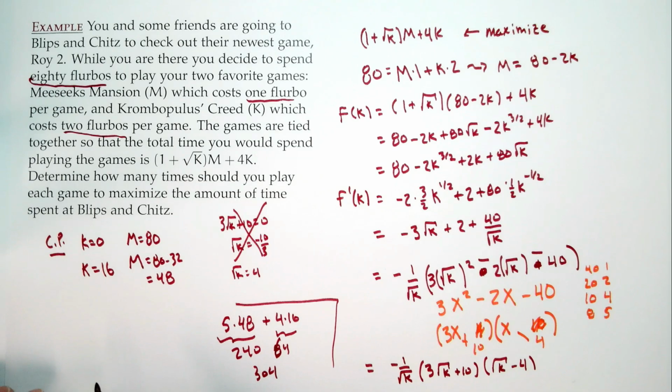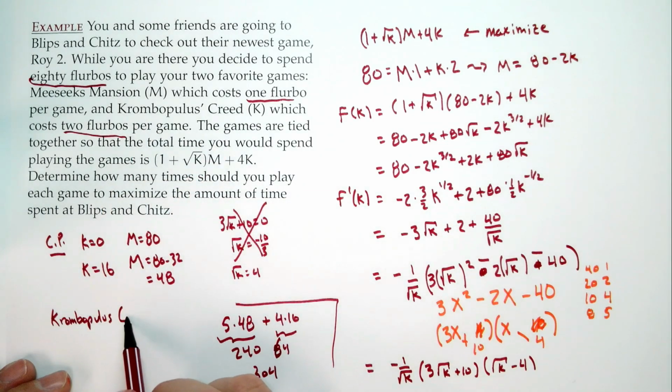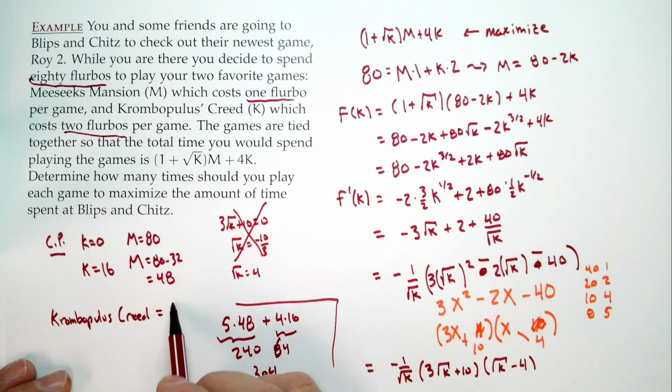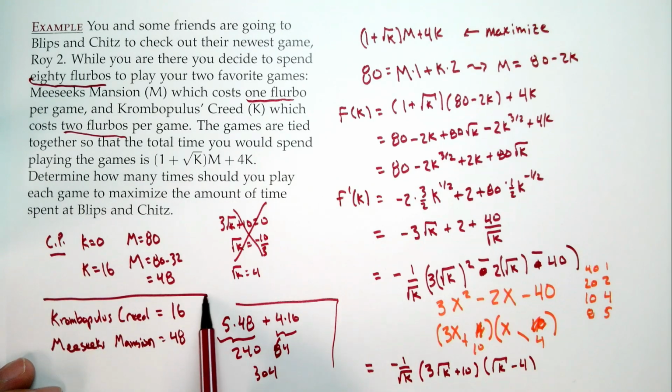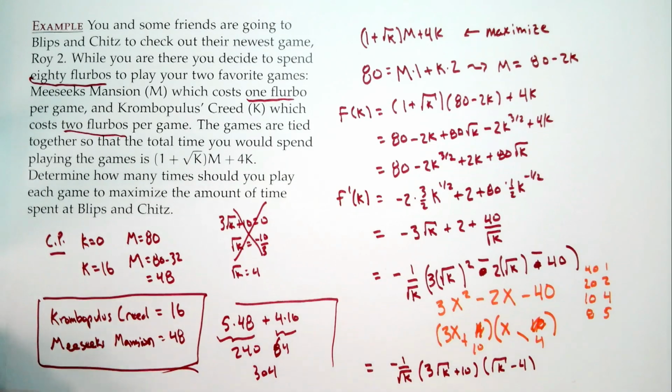So, here we go. We should play Crombopulus Creed, and of course the hard part about this is spelling Crombopulus, but the good news is we can cheat and copy. We should play that 16 times, and of course the Mises Mansion, we should be playing that 48 times. And there you go. That's how you can spend a lot of time at blips and chits. And that's the answer.